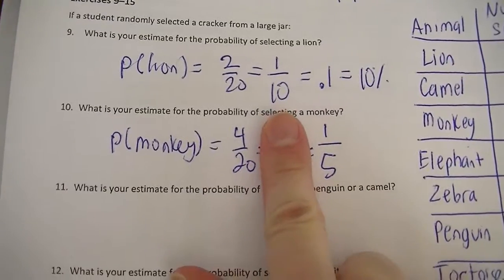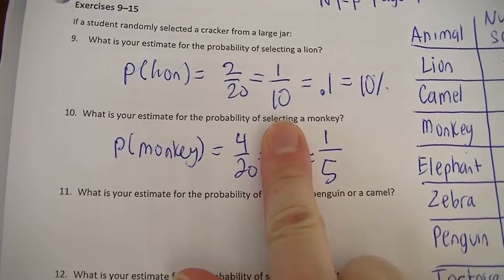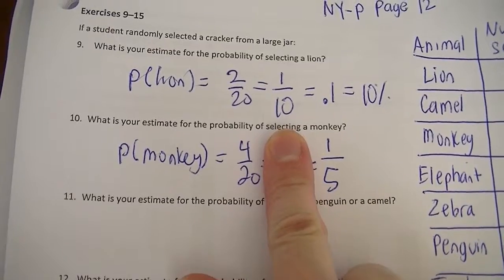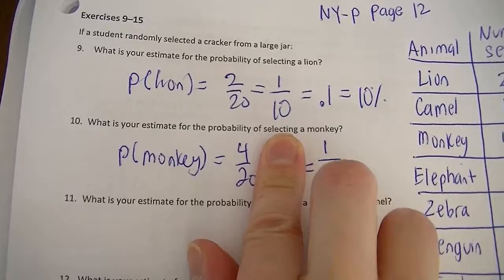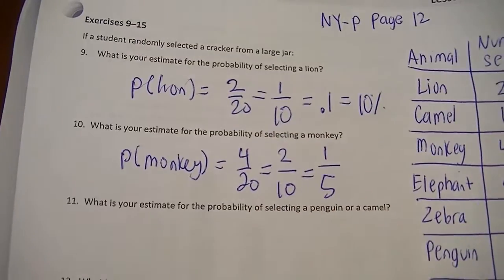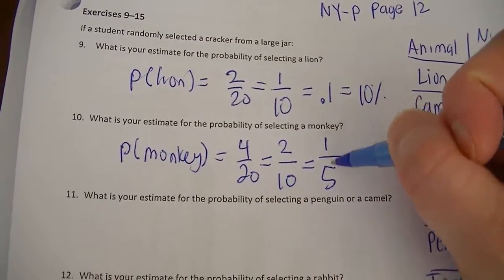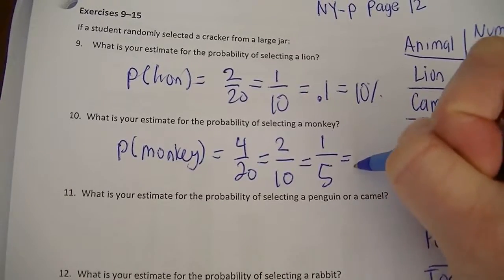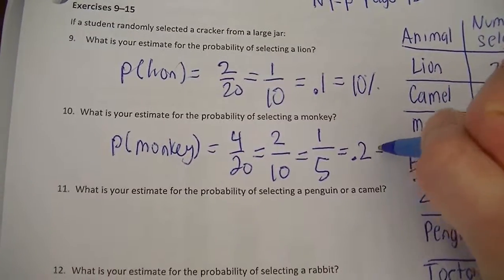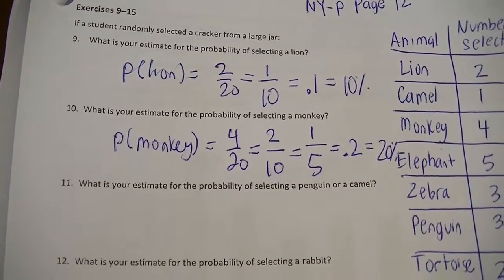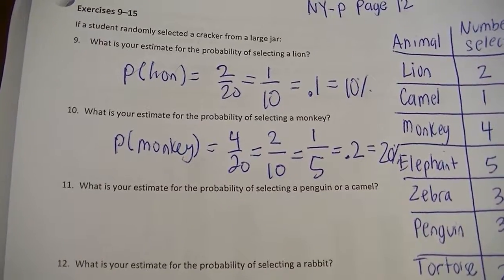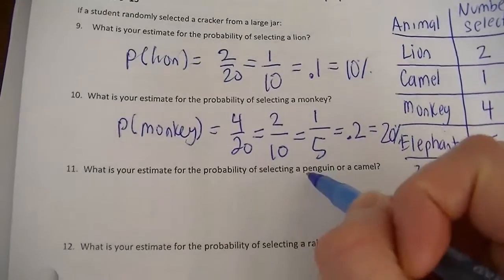Some of you might have gone from here to here because you would be like, oh, I know 4 goes into both 4 and 20, so divide the numerator by 4, which would equal 1. Divide 20 by 4, which would give you 5. Both ways work. 1 divided by 5 would give me 0.2 as a decimal, which would give me 20% as a percent. 11, what is your estimate for the probability of selecting a penguin or a camel?